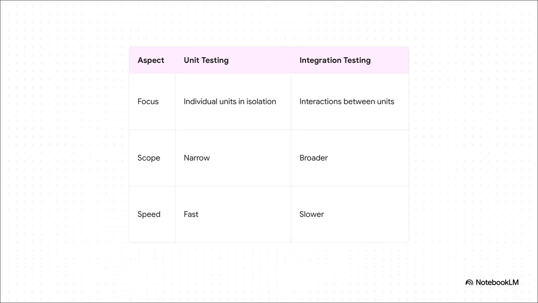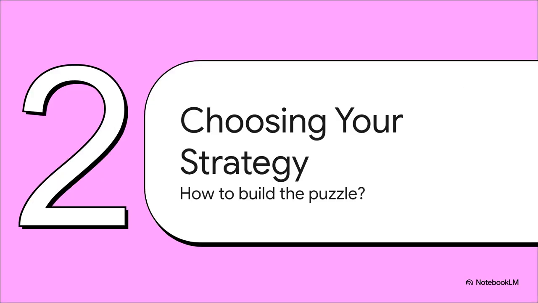Now, a super common question is, how is this any different from unit testing? Well, it really just comes down to focus and scope. Unit tests are laser-focused, they're narrow, they're fast, and they check one tiny piece of code in total isolation. Integration tests, on the other hand, are broader and a bit slower because they're checking how multiple pieces actually interact. It's like this: one tests the brick, the other tests the wall. Okay, so you get what it is.